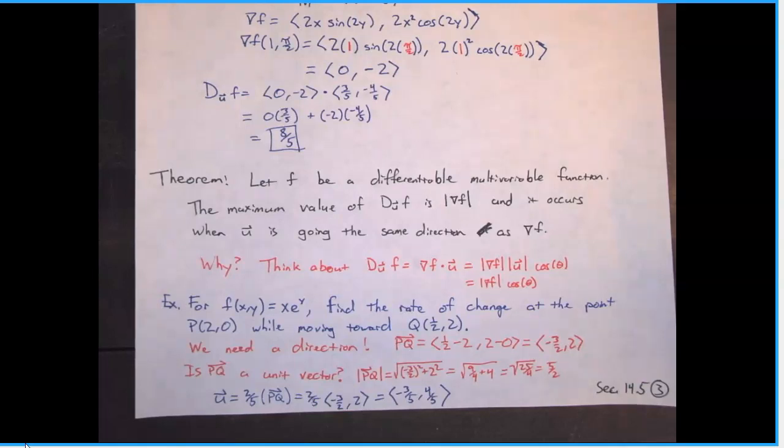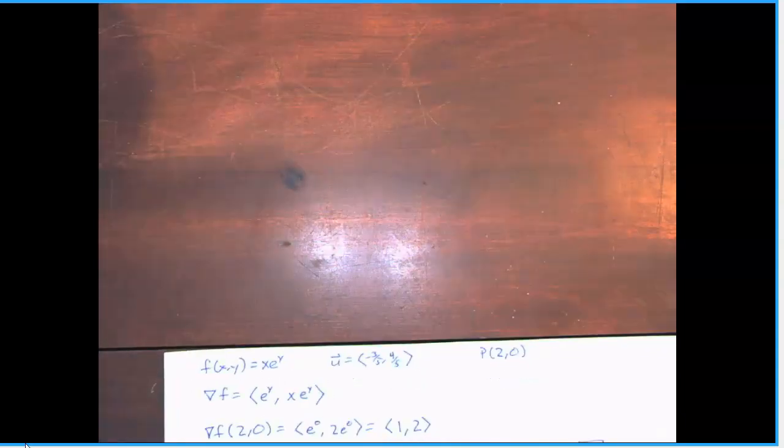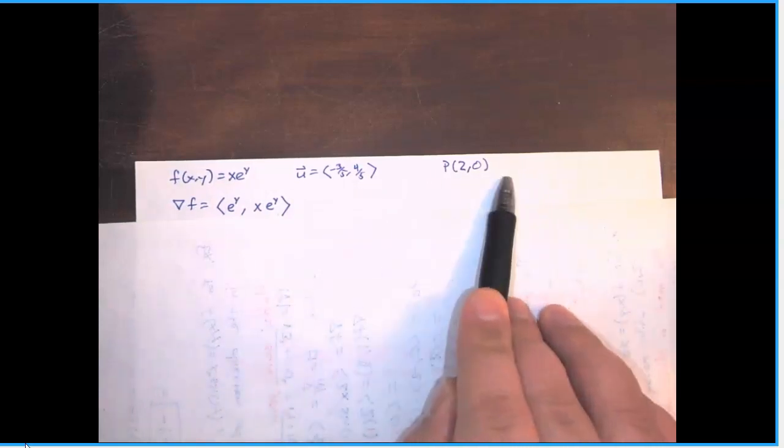Now I need to evaluate the gradient and make the dot product. So I'm going to go ahead and get rid of this because I've summarized the problem at the top of the next page. Here's my function of two variables. Here's the direction I want to go. Here's the point where I'm taking my directional derivative.